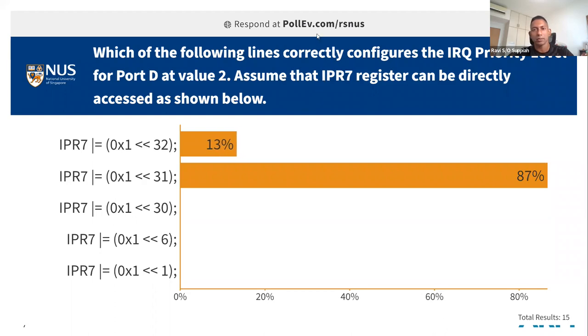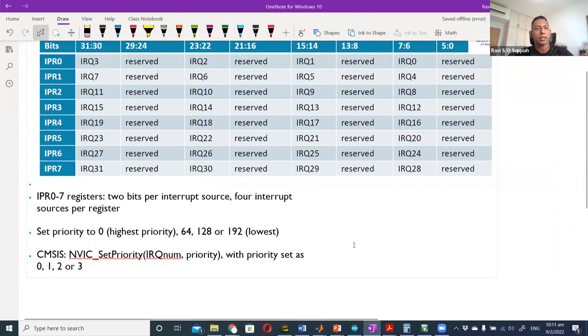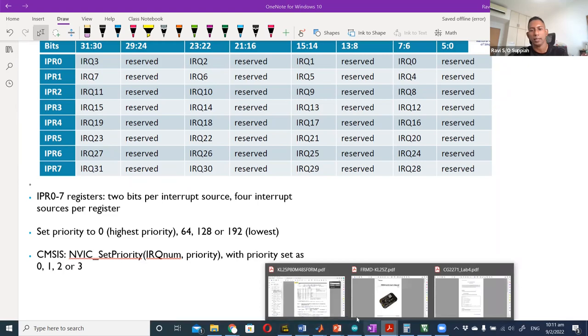Some of you have replied, and some are still waiting on the sidelines. Let me discuss this. Look at the IPR7 register. If you look back at the lecture slides, you will see that we have a total of 8 IPR registers, and each of them configures 4 different interrupts. These interrupt numbers are obtained from the data sheet.